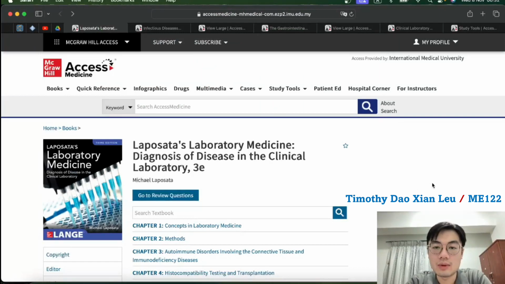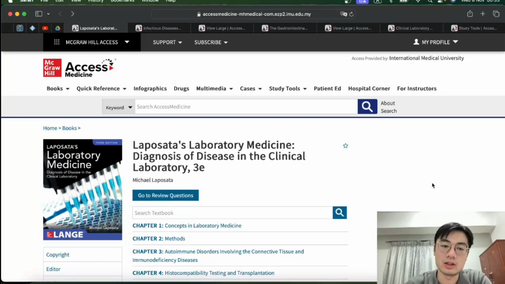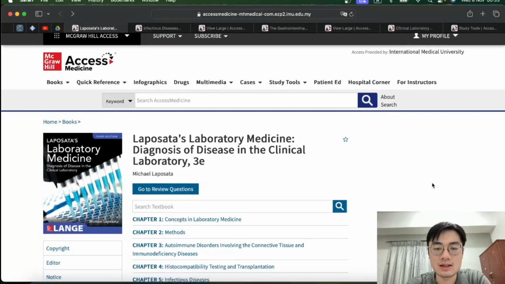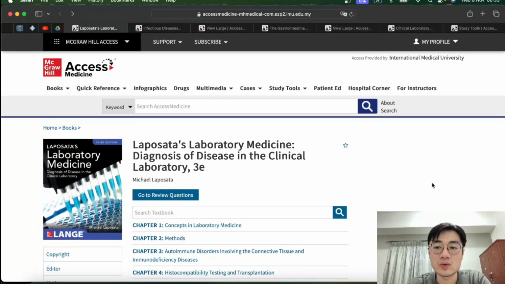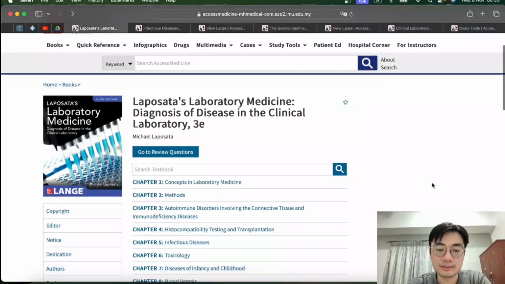So today I'm going to be giving a book review about this particular book. As you can see on the screen, Laposata's Laboratory Medicine, Diagnosis of Disease in the Clinical Laboratory, the third edition by Michael Laposata. And this book is published by McGraw-Hill and can be accessed through our IMU e-library portal.